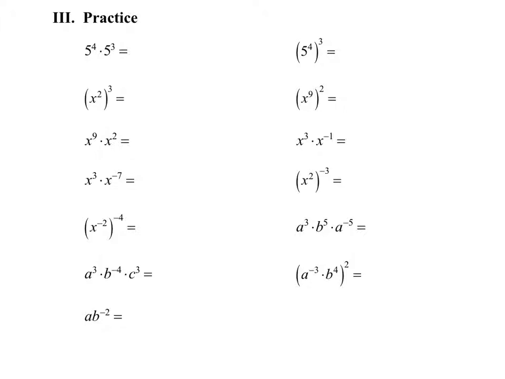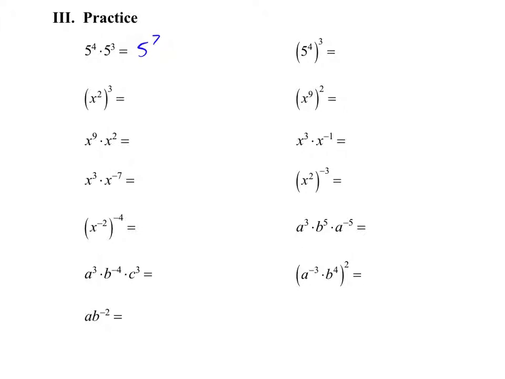Okay. 5 to the 4th times 5 to the 3rd. That's the same as 5 to the 7th. Typically, you're not going to see ones like this. We're going to give you variables instead of numbers. Just want to start with something that looks a little more comforting.